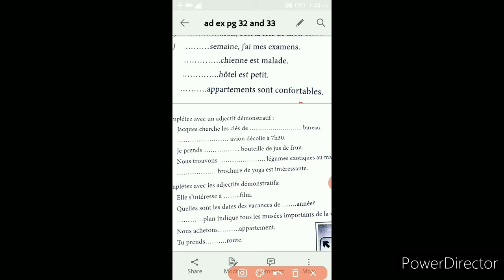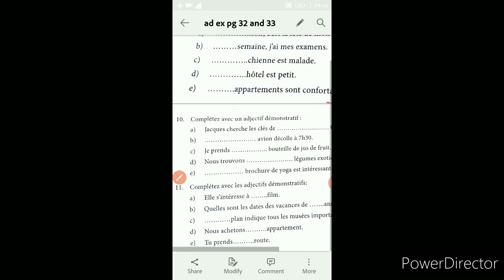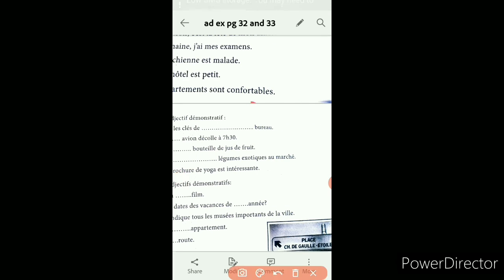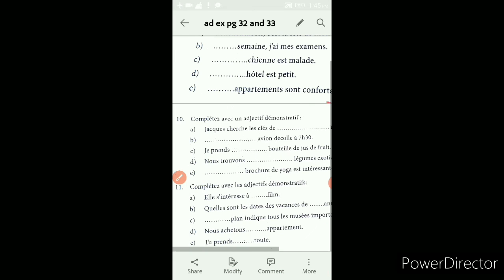Ce plan montre tous les musées importants de la ville. This plan, ce plan: it is ending up with N, another alphabet, so it should be ce plan. Ce plan indicates all the important museums of the city. Ville means city.